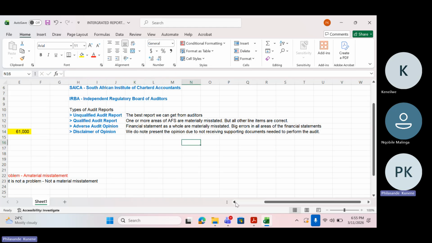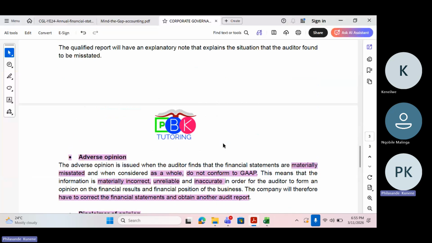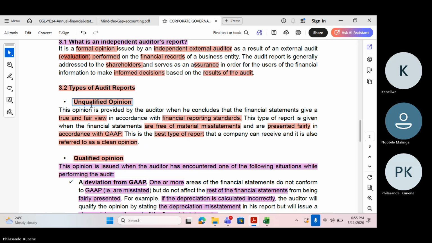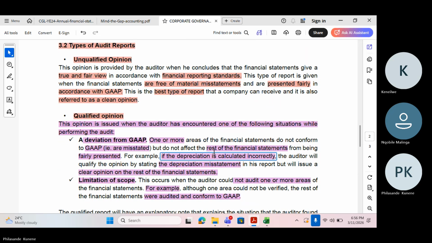So guys, if in future you become a financial accountant, make sure the aim is to get an unqualified opinion. That is the aim for you, to get an unqualified opinion. Okay.